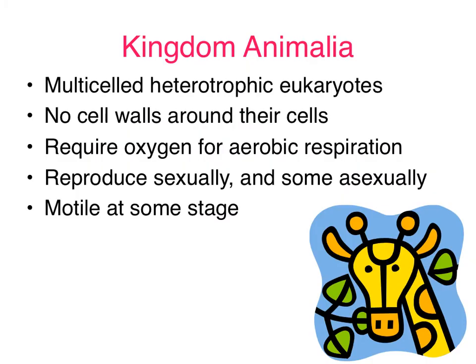First of all, animals are multicellular heterotrophic eukaryotes. They have no cell walls around their cells. They require oxygen for aerobic respiration. The vast majority reproduce sexually, but some can reproduce asexually by, for example, budding. They're motile at some stage of their lives, although some will become sessile, which means they won't move, like, for example, the sponge as an adult.